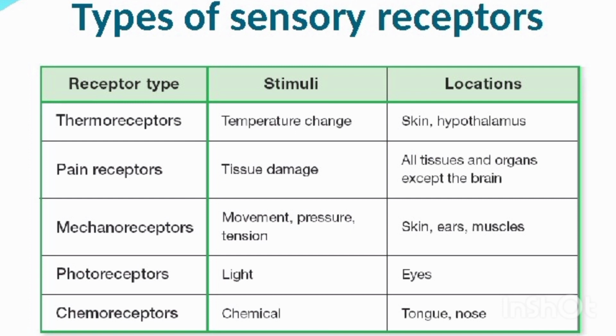Thermoreceptor is for detecting the temperature, pain receptor for detecting any pain, mechanoreceptors are for detecting the movement, pressure, tension, photoreceptors for detecting the light, and the chemoreceptor for detecting any change in the chemicals. They are present at various locations in our body.